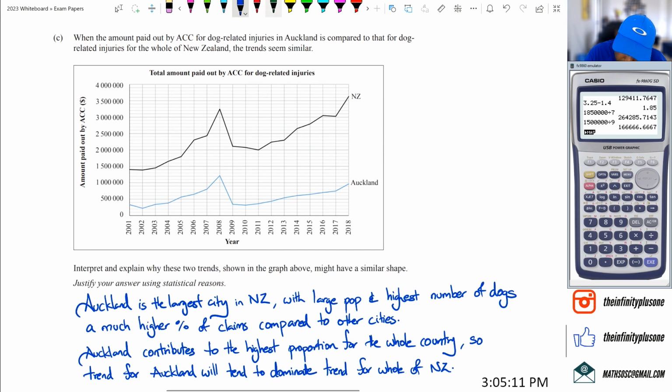What do we've got grades wise? A statement about Auckland having the greatest population and therefore the greatest number of dogs is going to get you an achieved. So right at that point there. The merit is linking Auckland having the highest proportion for the whole country, and because Auckland has set this trend, it pretty much tends to dominate the trend for the whole of New Zealand as well. So making that connection is going to get you a merit. Cool, that's it for this question.